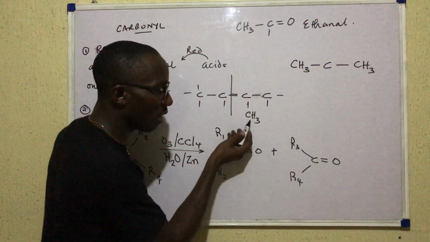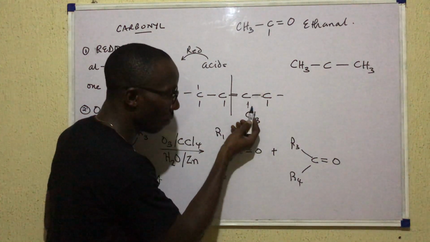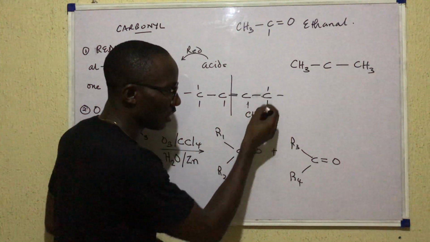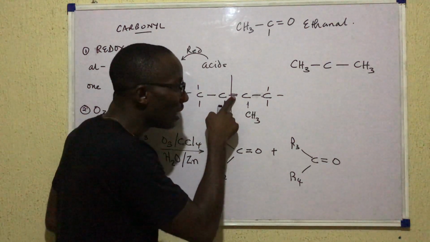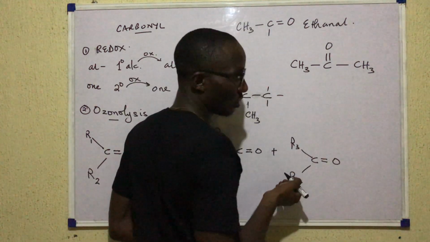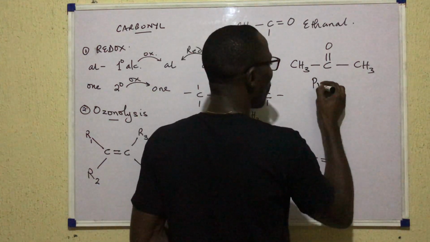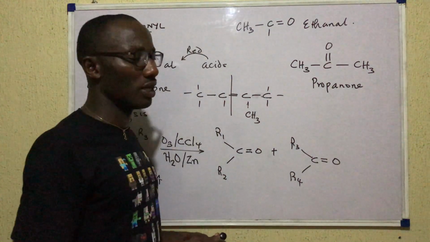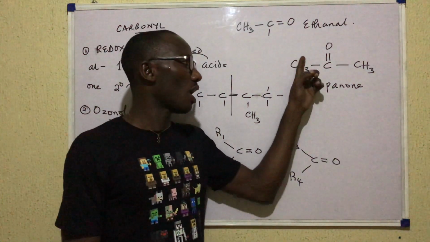What does that mean now? CH3 bonded to C, and that C is bonded to another CH3, beg your pardon. Then this double bond I can put here and then add what to it? Oxygen. This is propanone. If you check, it matches the formula that we talked about before, which is RCOR.